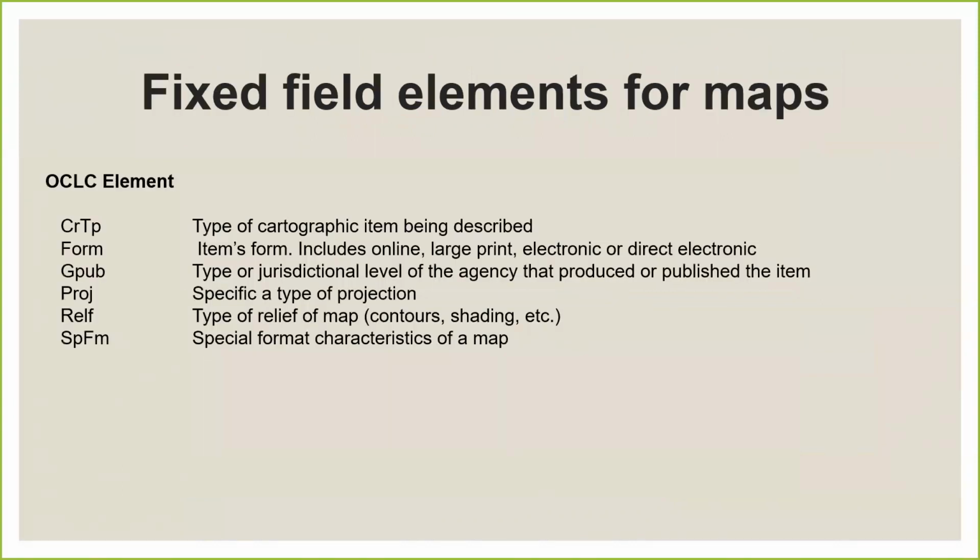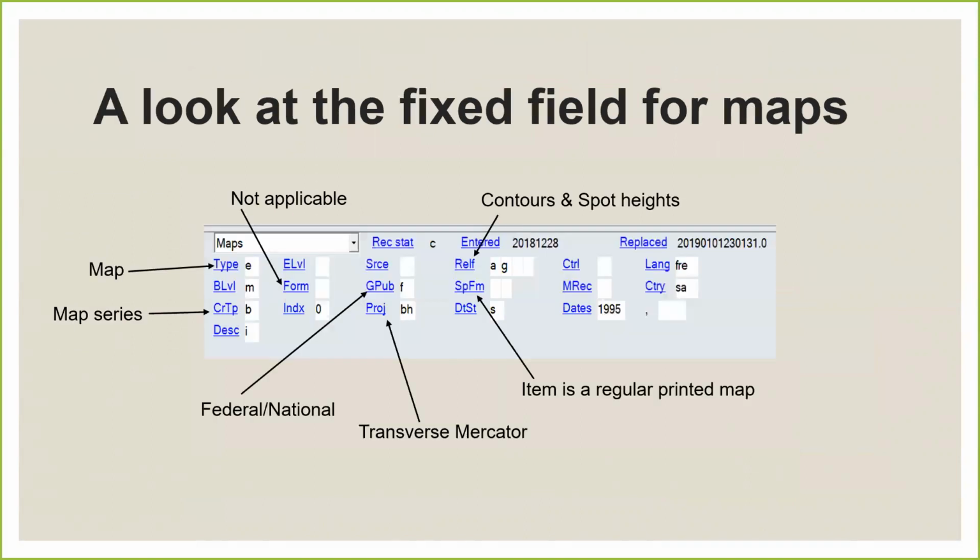Type of cartographic material, projection, relief, and special format characteristics are the unique fixed field elements for cartographic materials. In this scenario, the type of cartographic material is a map series. The projection is transverse Mercator, which is a projection that is widely used in national and international mapping systems around the world. The relief is in contours and spot heights, and the special format characteristics is coded regular print map as opposed to a wall map, which would be coded with an O.